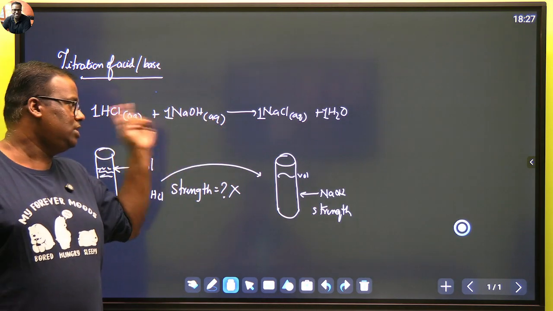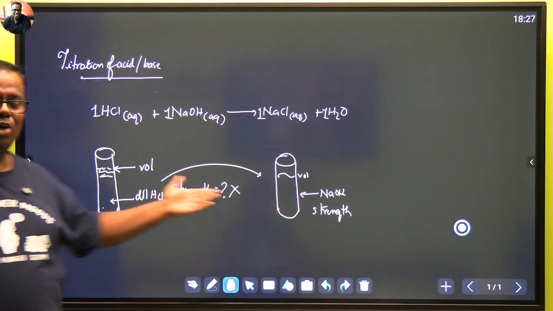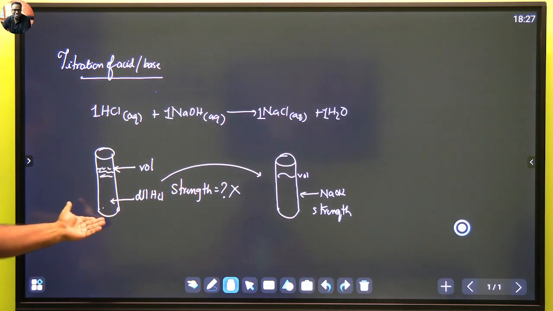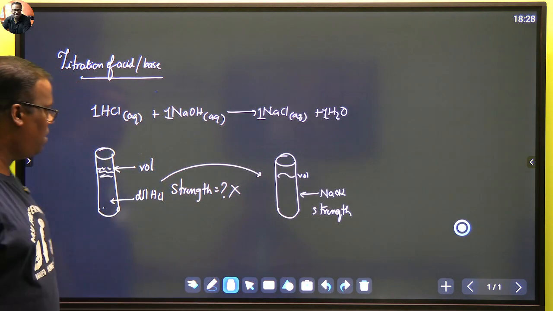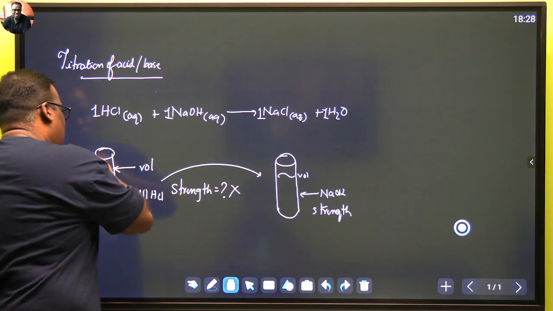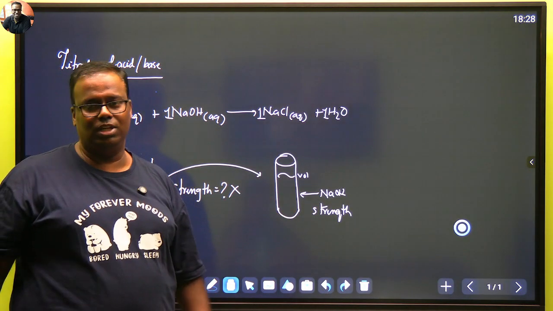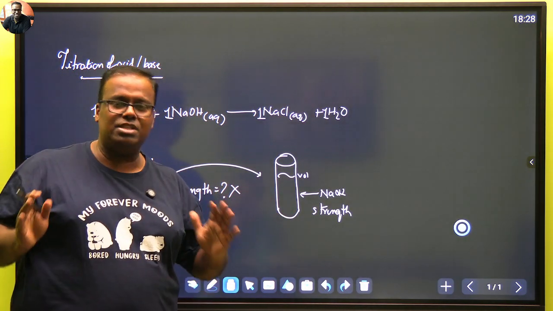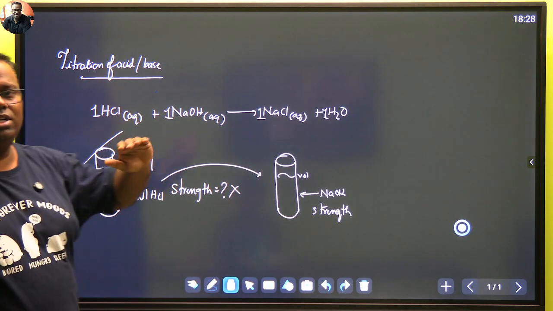The theoretical reaction says 1 mole reacts with 1 mole. How do you know how many moles are here? How do you know how many moles are here? You cannot get it. Nobody will be able to get it. But somehow, if the strength of one solution is known, then you can find out the strength of the other. This basic thing is known as titration. Titration means you are actually titrating.